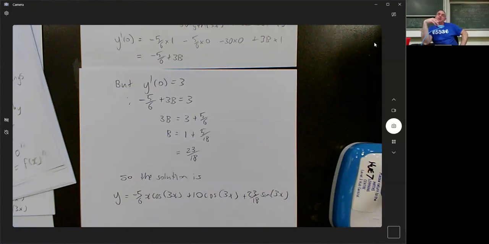So that's the bit where you sub in the conditions to figure out what the actual coefficients are. But you can't do that bit until you've got the A and the B, and you get them from the homogeneous solution. So you have to do that bit first.